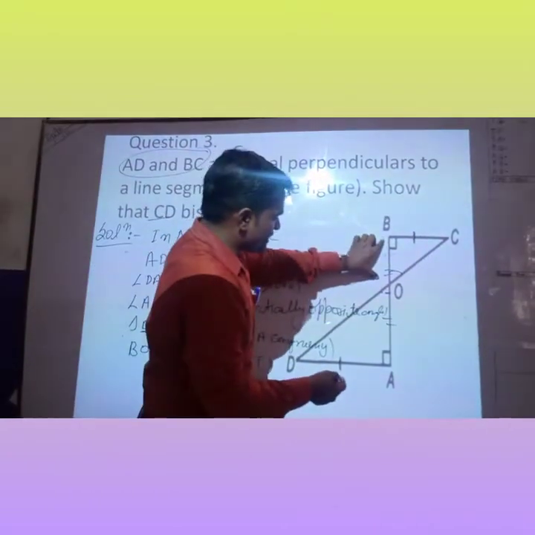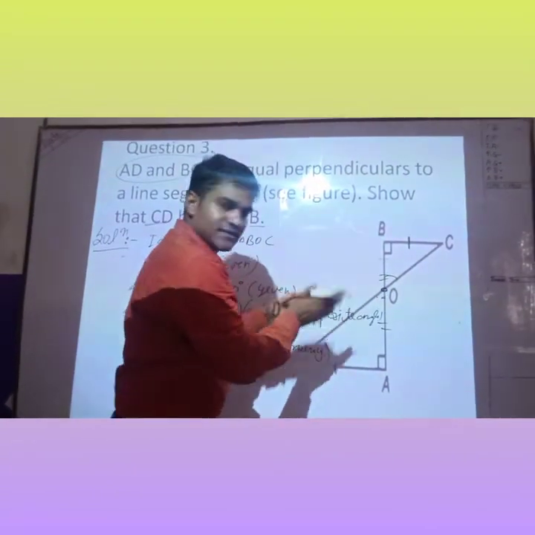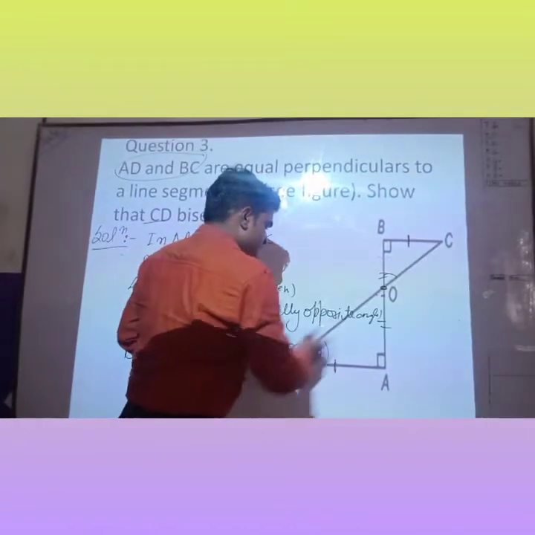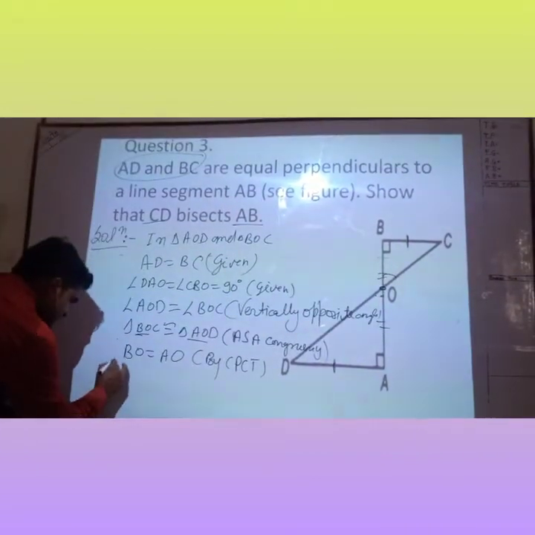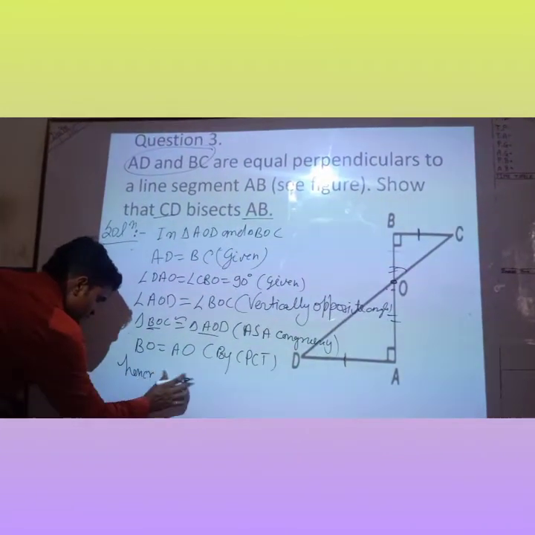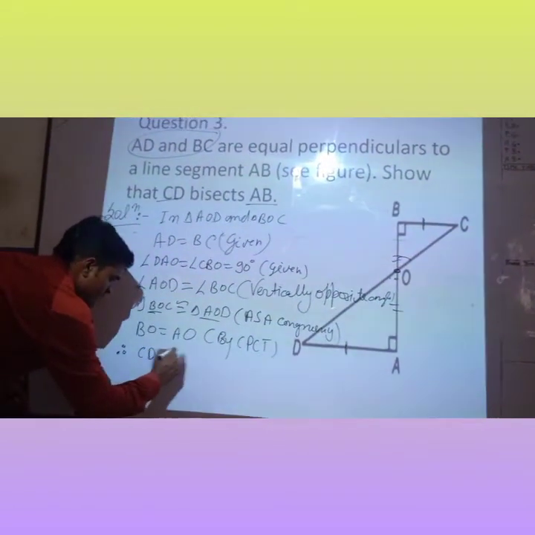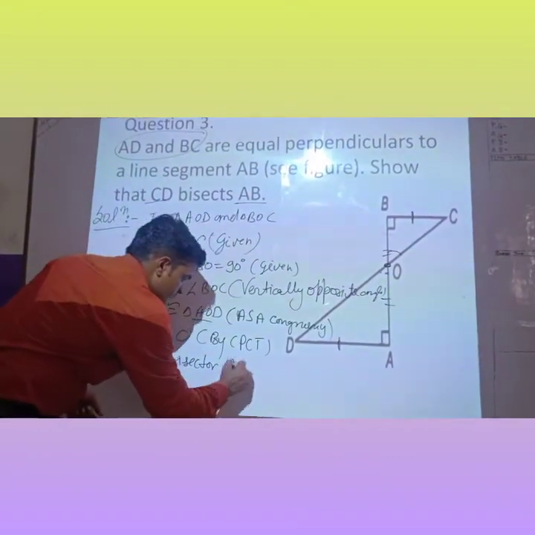If BO is equal to AO, it means the point O is the midpoint of AB, it means CD is bisector of AB. Hence, therefore, CD is bisector of AB. Hence proved.